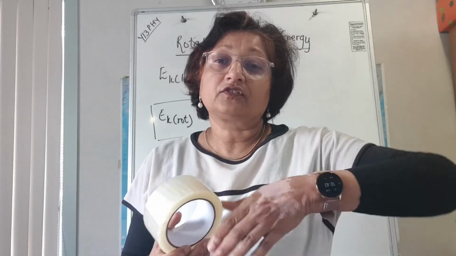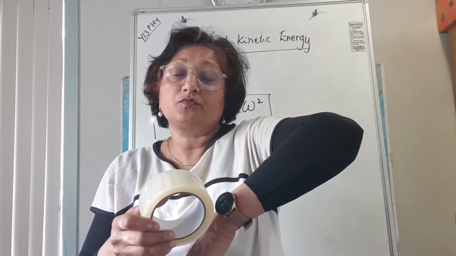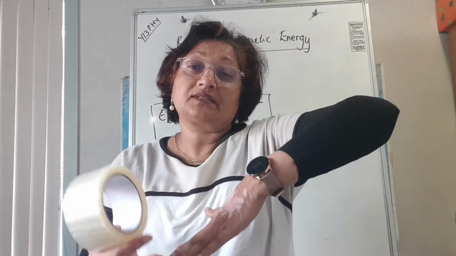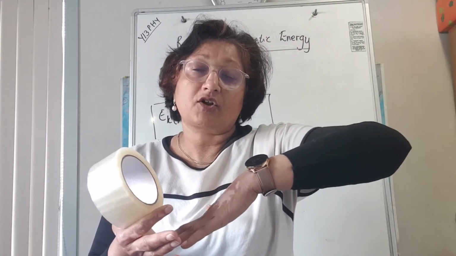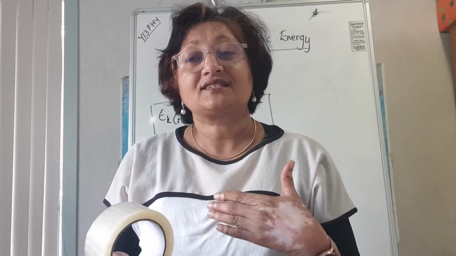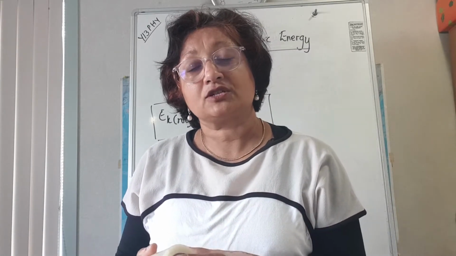Okay, so if you're rolling something down slopes, the one that comes forward first or reaches the bottom first would be the one that's translating the most. It'll be the one with the bigger proportion of linear kinetic energy.